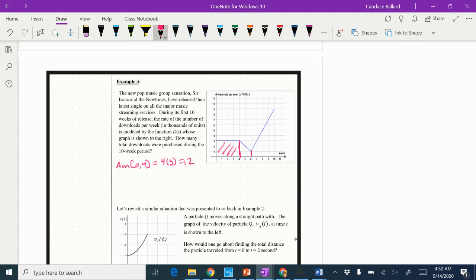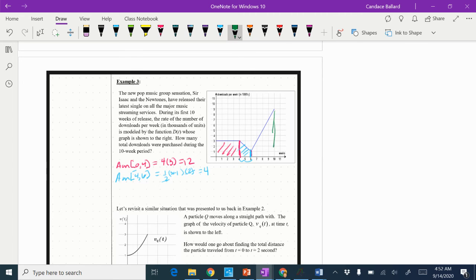The next shape I see is a trapezoid. So this is the area on 4 to 6. The trapezoid area is 1/2 times the sum of my two bases. My one base is 3, and my other base is 1. Then I multiply that by the height of the trapezoid, which is kind of laying on its side right now, which is 2. So these cancel, and the area of that section would be 4.